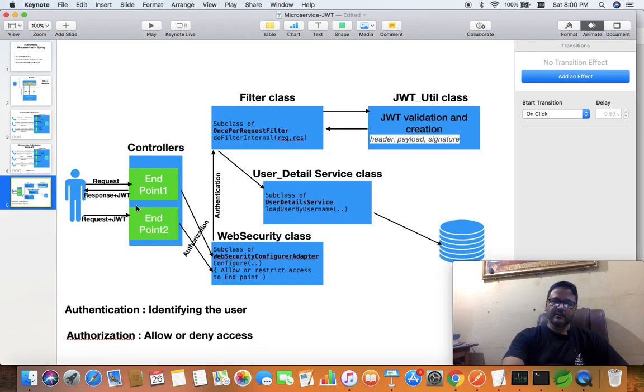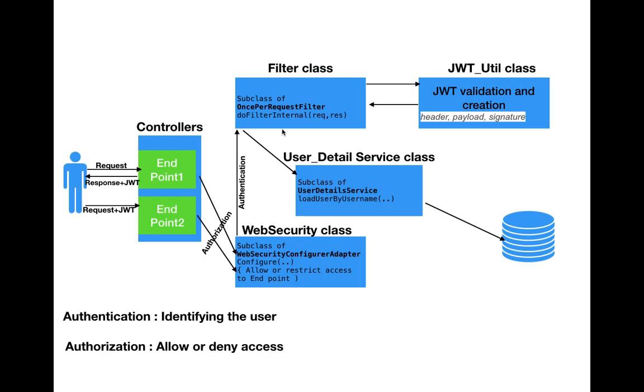I have tried to summarize what happens in case of JWT over here. Let me make it bigger, so this is going to be better. When the user comes, it provides the request to the endpoint. So endpoint 1, endpoint 2, or any number of endpoints we may have in the web service. Endpoint 1, suppose, is going to authenticate the user with the help of the web security class.